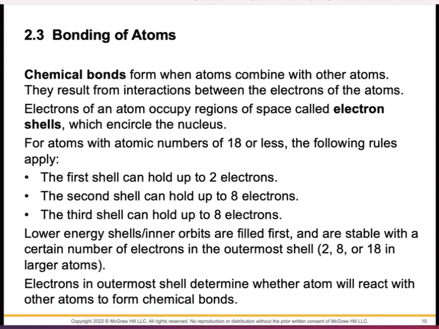Because remember, it's 2, 8, okay? Or you can have 18 in larger atoms, okay? So we're looking for stability. Electrons in the outermost shell are going to determine whether an atom will react with other atoms in order to form chemical bonds. So you're looking at the outermost shell when you want to bond with another atom.